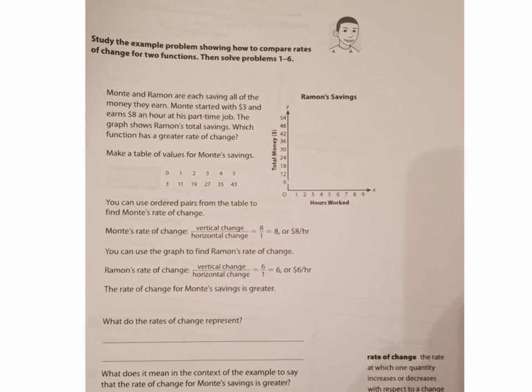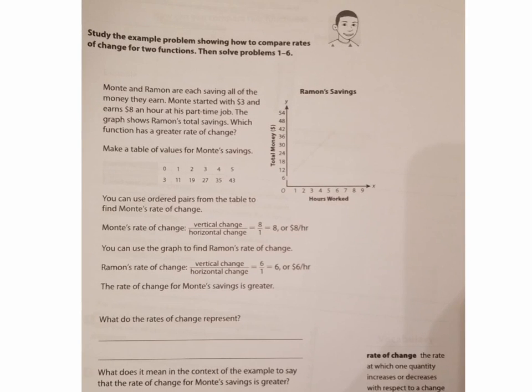And then the last page that you sent me says Monte and Ramon are each saving all of the money they earn. Monte started with $3 and earns $8 an hour at his part-time job. The graph shows Ramon's total savings. Which function has a greater rate of change? So we're looking at the slope, right? Oh, it did it for you.